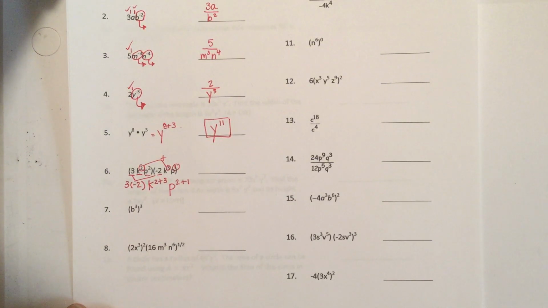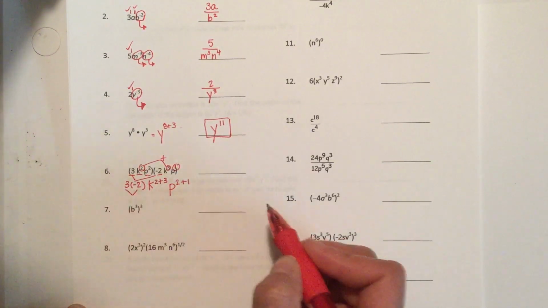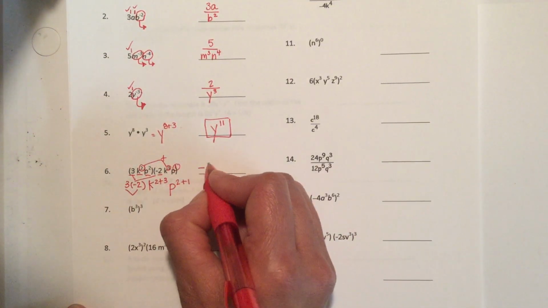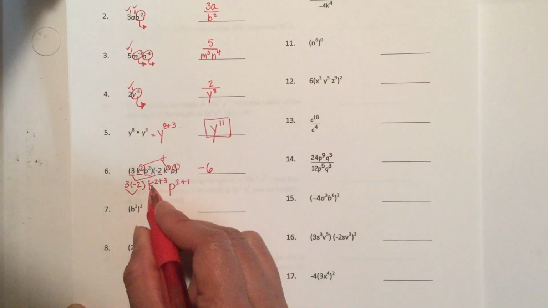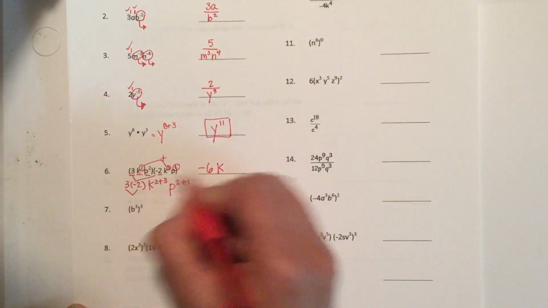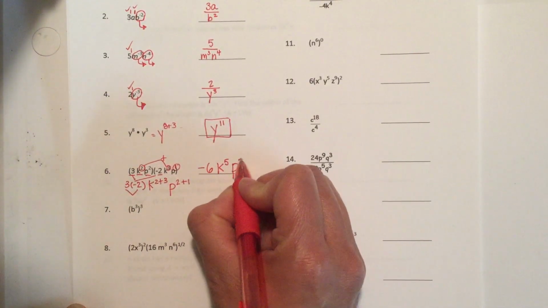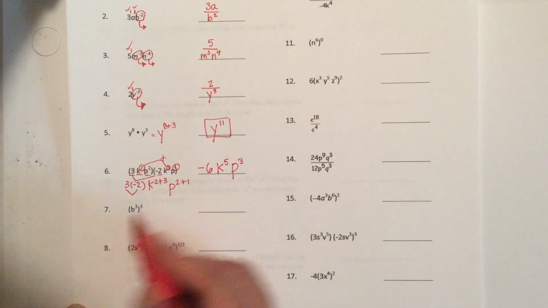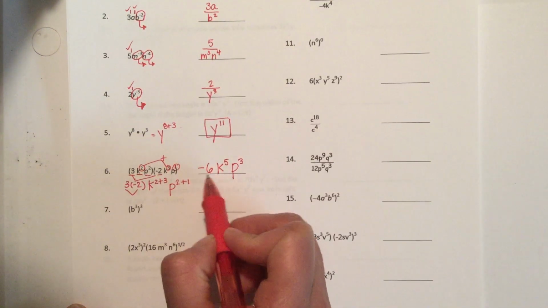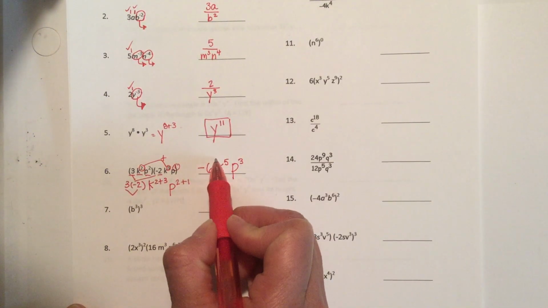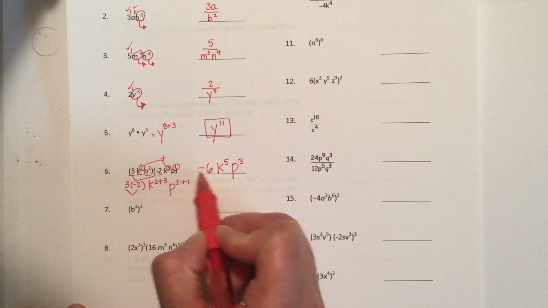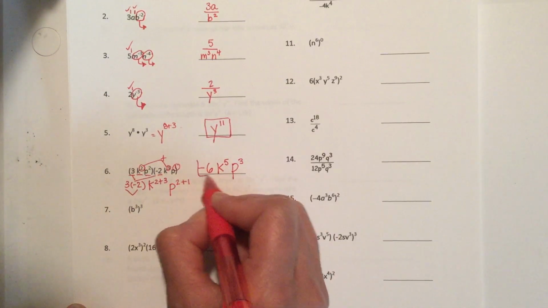So when you simplify that, 3 times negative 2 is negative 6. K, the exponent, is going to be a positive 5. 2 plus 3 is 5. And p, the exponent, is a positive 3. You do not need to move the negative 6. The negative 6 has a positive 1 exponent. So everything stays exactly the way it is.